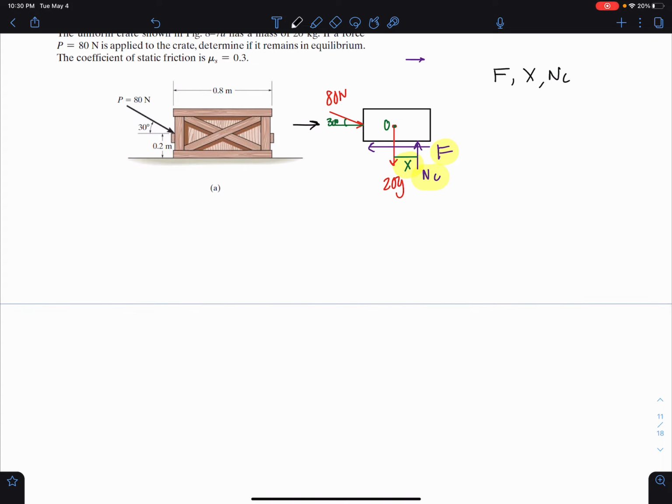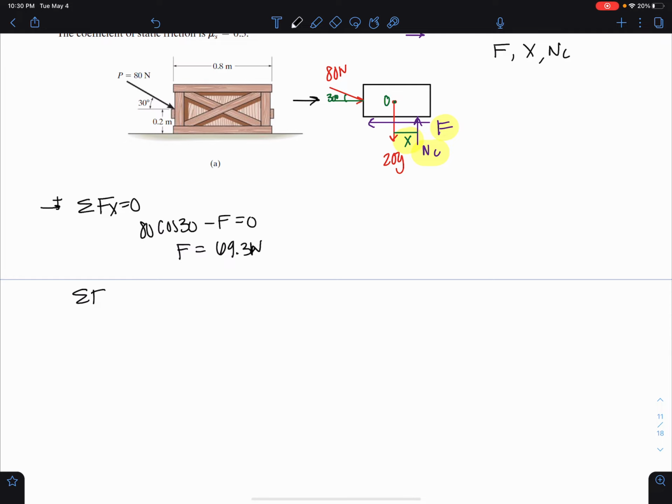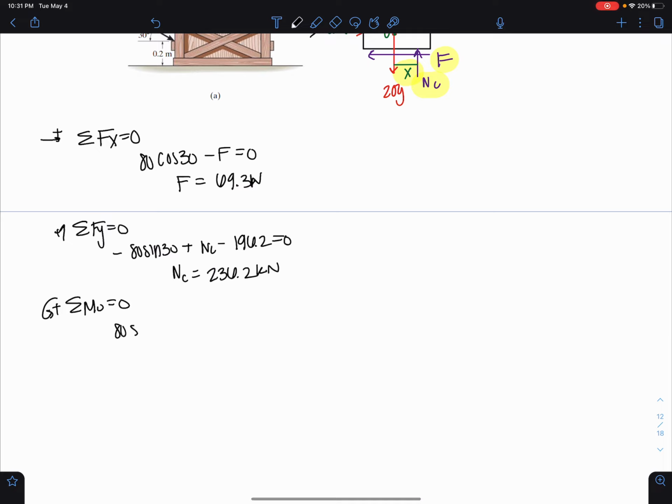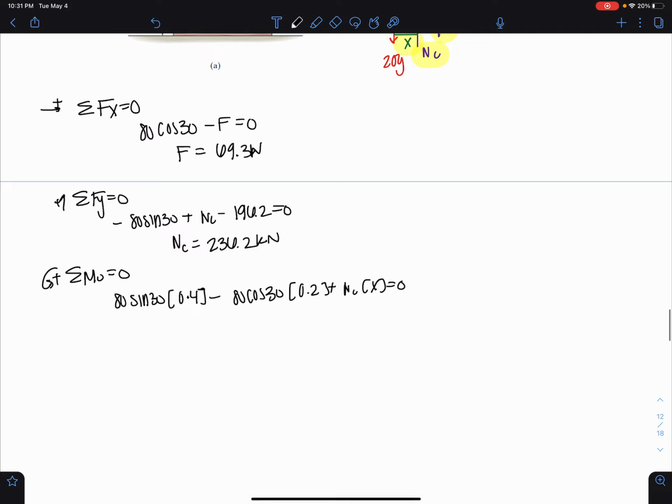Okay, we'll have to check that at the end, but let's start by summing forces in the x direction and setting those equal to 0 for equilibrium purposes. Going to continue summing forces in the y. We have negative 80 sine 30 plus NC minus 196.2, and we can solve. I call it NC is 236.2. Okay, now sum of moments about O is 0. Counterclockwise is positive. We have 80 times the moment arm of 0.4 minus 80 cosine 30, and we get x equals negative 9.08 millimeters.